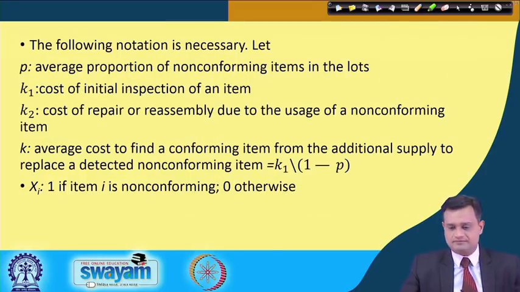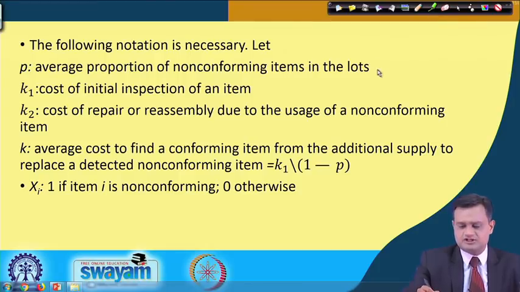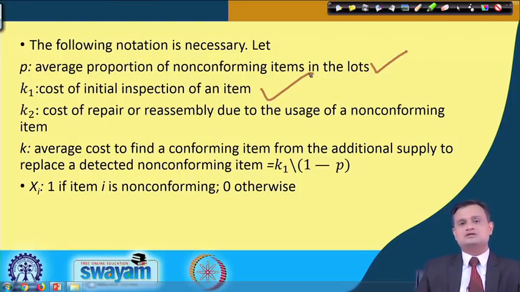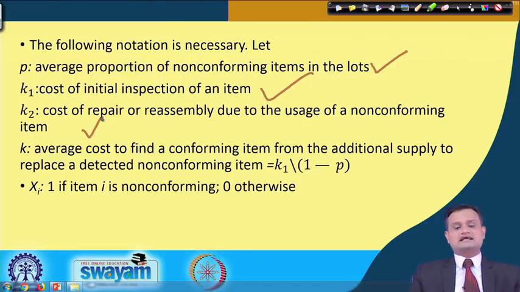Now let us try to appreciate the notations we use in this. It is a very simple rule. P is the average proportion of non-conforming items in the lots. K1 is the cost of initial inspection of an item. So consider that an item has come, you are inspecting a particular lot by taking a sample and inspecting the item, so it is the initial inspection cost. K2 is the cost of repair or reassembly due to the usage of a non-conforming item.